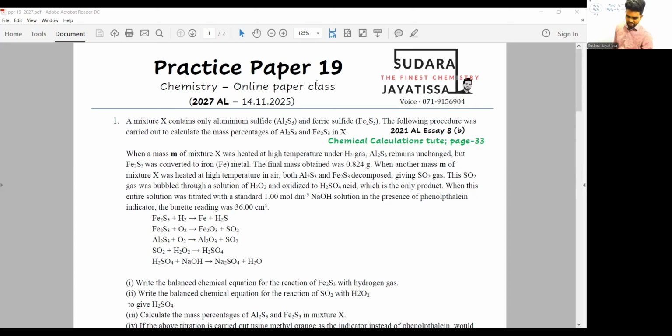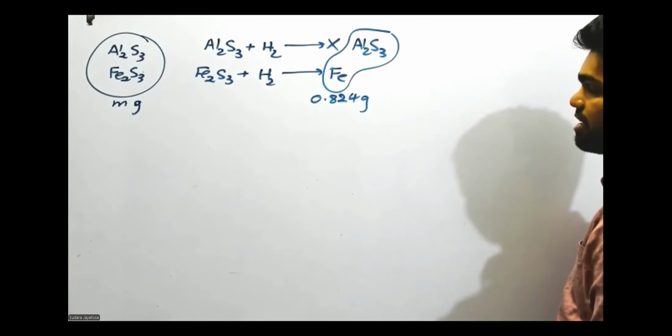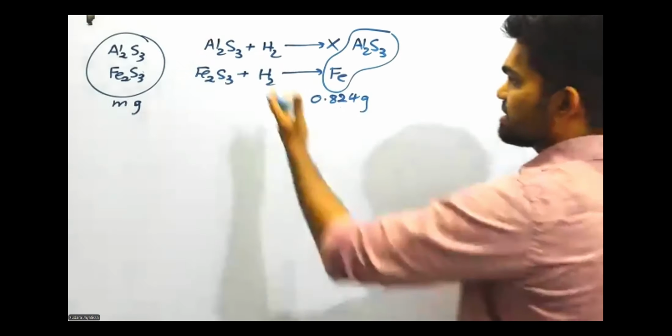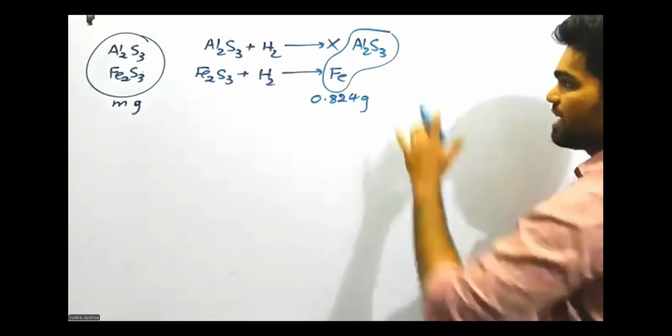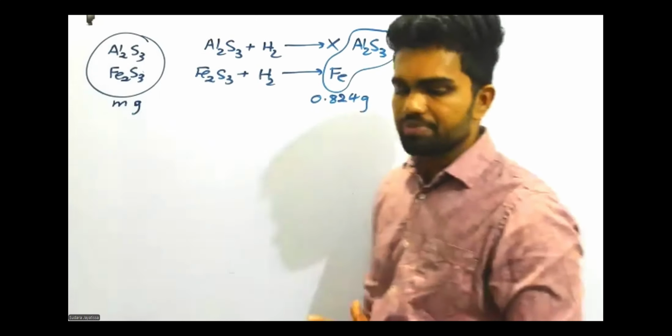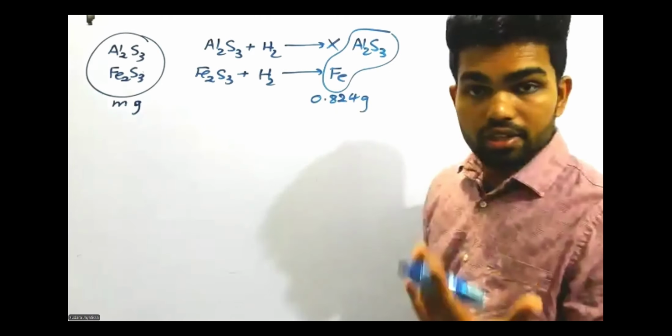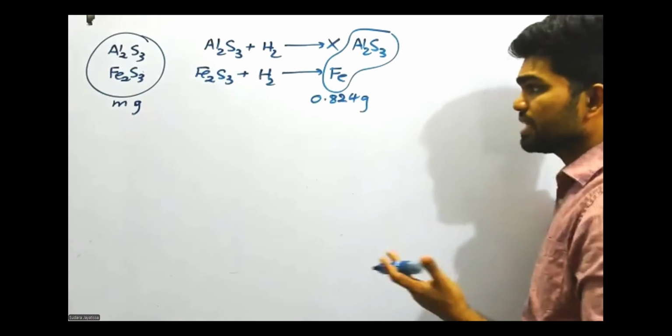However, they tell us the final mass of the mixture obtained is 0.824. Nothing will happen to Al2S3, that means Al2S3 is still there. Now this is the process that will happen. Once it is reacted with hydrogen, nothing will happen to Al2S3, but Fe2S3 is converted to Fe. So we need to balance this.